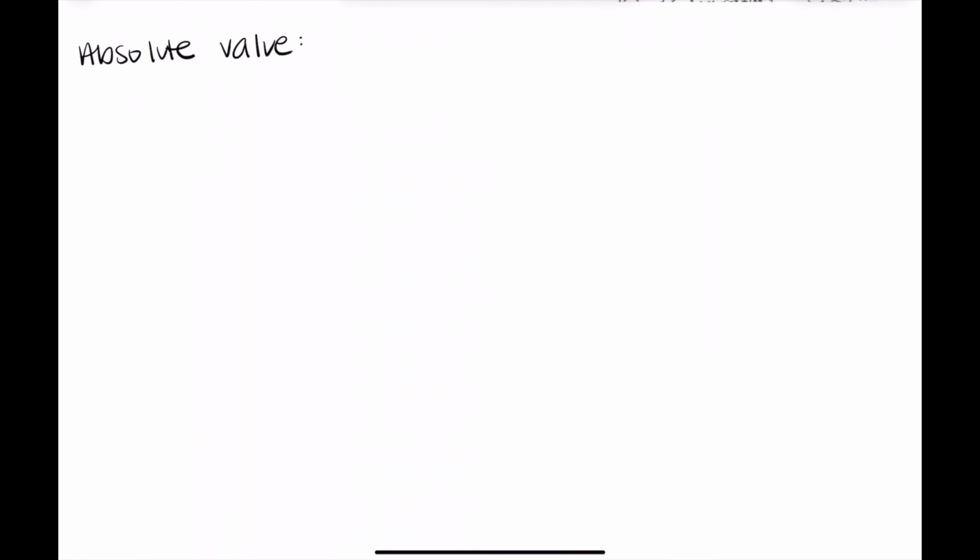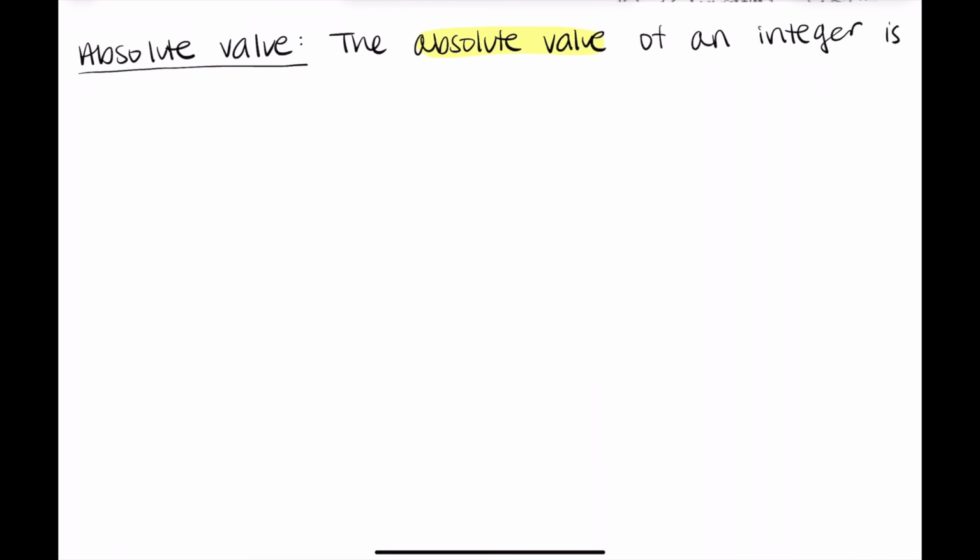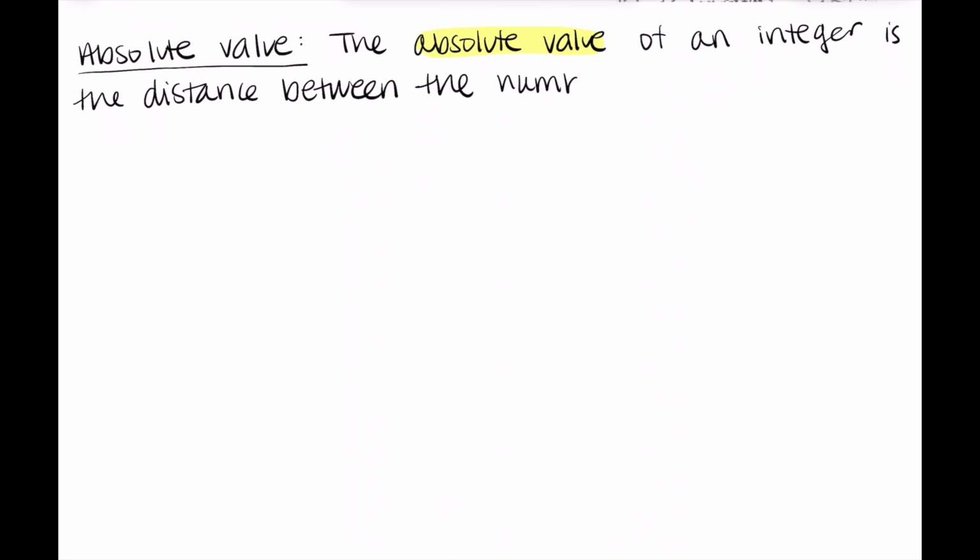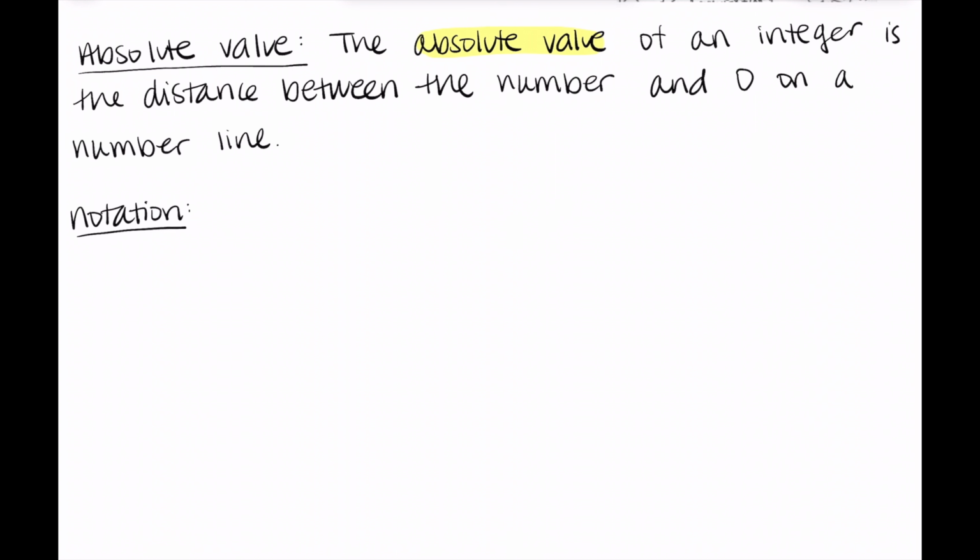So to start off, we're going to define what absolute value is. The absolute value of an integer is the distance between a number and 0 on a number line. I know that the definition alone maybe doesn't give us too much clarity, but we're also going to go over the notation now, and then we'll get into some practice and looking at it on number lines.